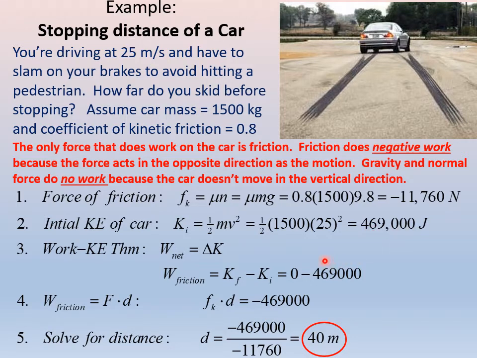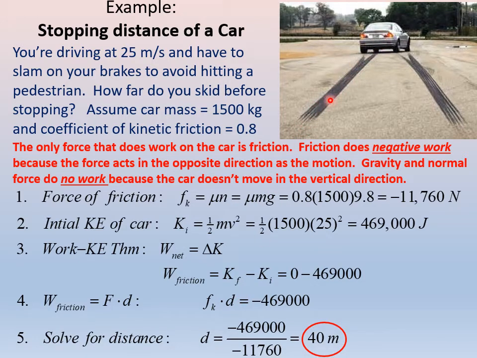So our change in kinetic energy is minus 469,000 joules. And again, the minus sign just means the kinetic energy went down. It reduced because the car slowed down. Okay, so we've got the work done by friction is equal to force times distance. And the force is, of course, the friction force, F sub k. So the friction force times distance is negative 469,000 joules. So let's solve for d, the distance of how far the car skidded.